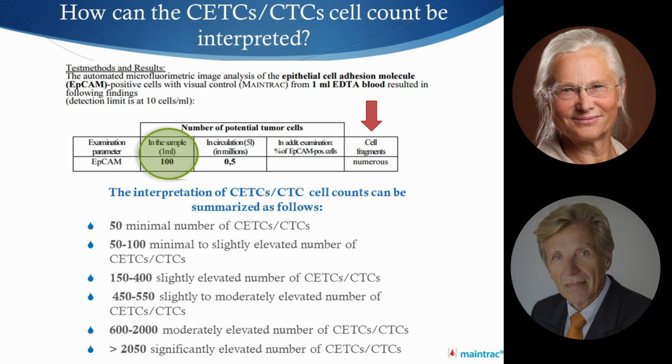So we just give an estimation. And 50 is a minimal number of circulating tumor cells. 50 to 100 we call minimally to slightly elevated. 150 to 400 is slightly elevated. 450 to 550 we call slightly to moderately elevated cell numbers. And 600 to 1,000 is a moderately elevated number, and above it's a highly or significantly elevated number of circulating tumor cells. This is just so that you get an impression of the range of cells that we detect.